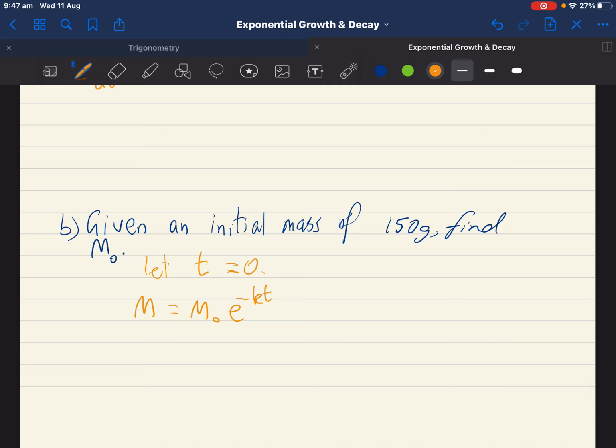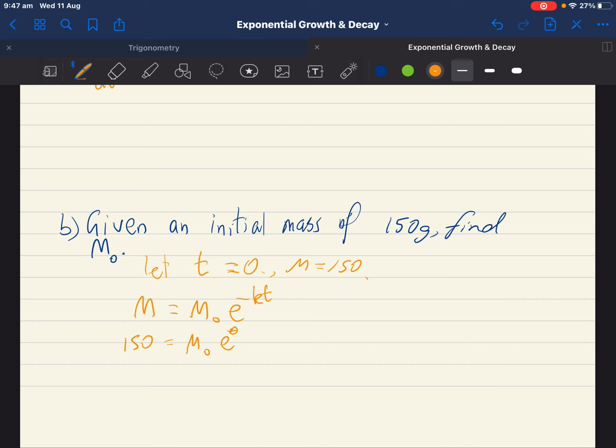Anyway, we're going to let t equal 0, and we know when t is equal to 0, initially, the mass was 150, right? The initial mass was 150. So let's make these substitutions. 150 is equal to M0 e^(-k times 0).